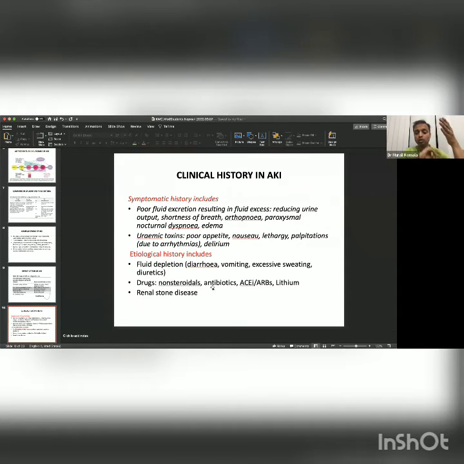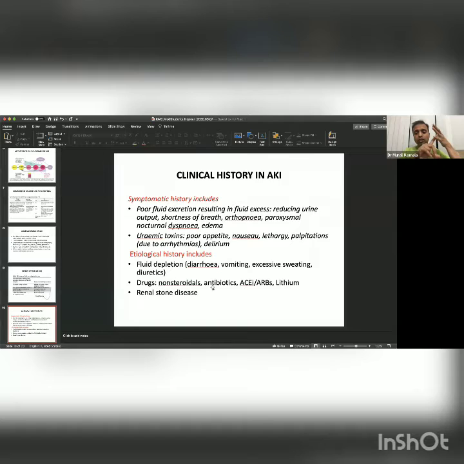Now, about the toxins, what do the toxins do? How is their appetite? Are they feeling nauseous? Are they feeling tired? Do they have any palpitations due to arrhythmias, which is very uncommon? And if the toxin accumulation has been going on very acutely over a short period of time, then they may become confused as well. So those are the things you ask for in the history.